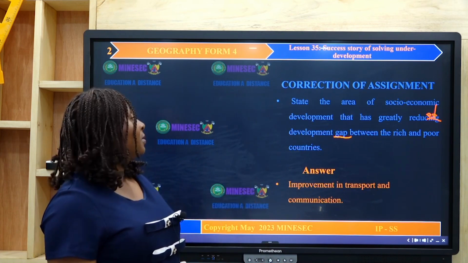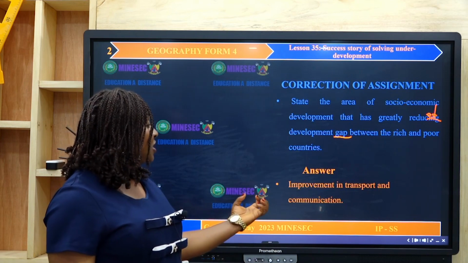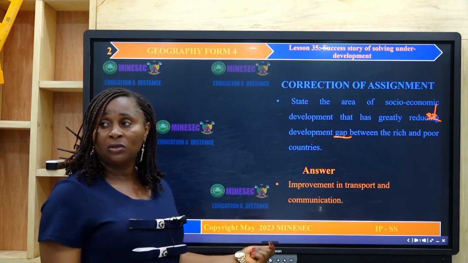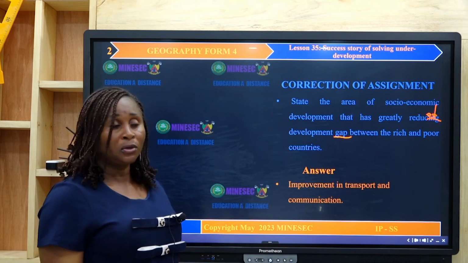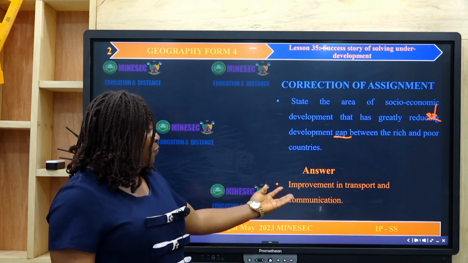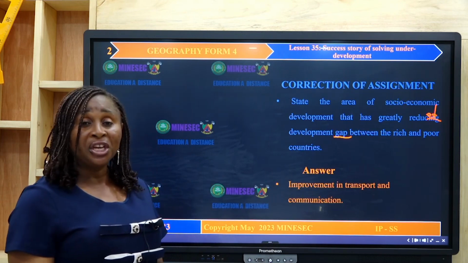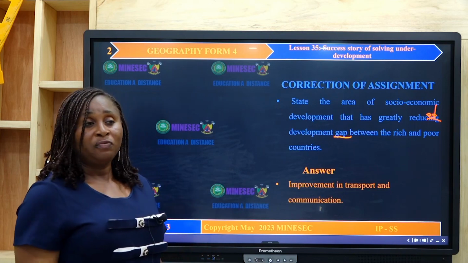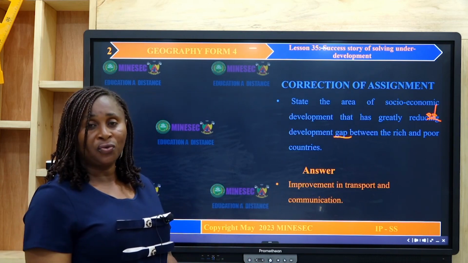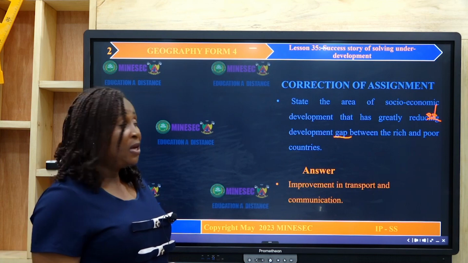The first one is improvement in transport and communication. Where a road passes, development follows. So, improvement in the transport and communication sector will go a long way to bridge the gap between the developed countries and the developing countries.